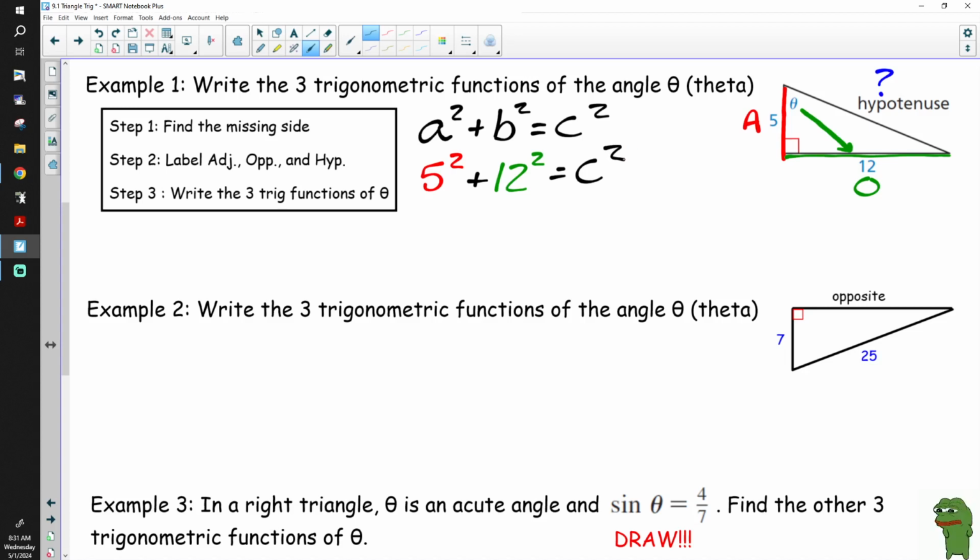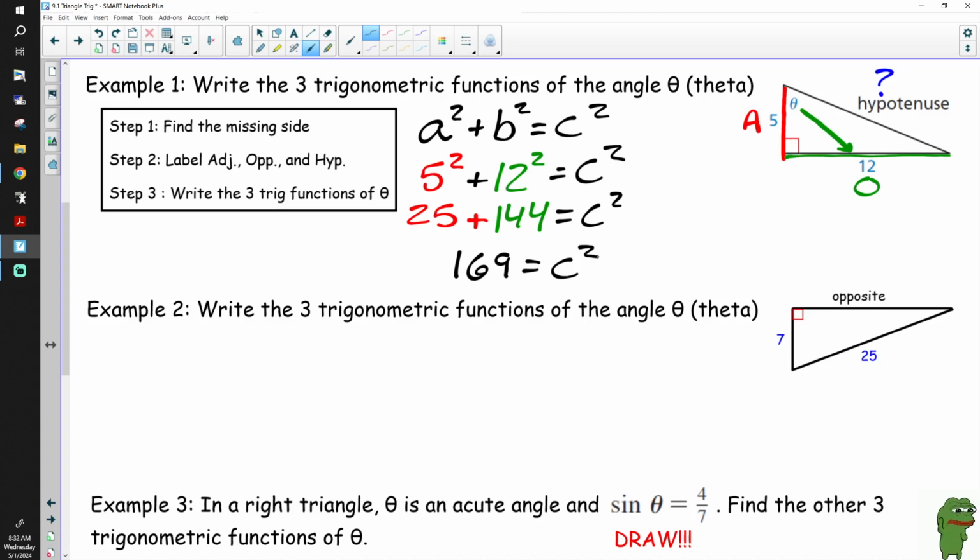5 squared is what? 5 times 5, which is 25, plus 144 equals C squared. And what is 25 plus 144? 169. Now, is this the measure of our side? Is our hypotenuse 169? This is what C squared is.